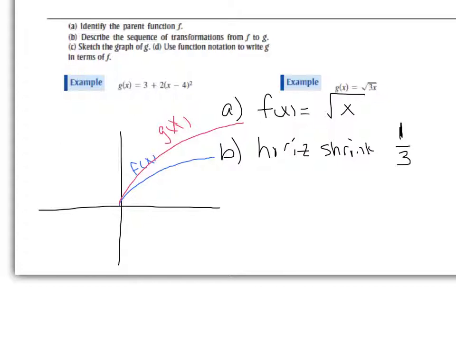And notice for the graph, f of x, here's my original square root, and when I do g of x, I have that horizontal stretch, which actually ends up pulling the graph and making it a little bit taller. And there you go.